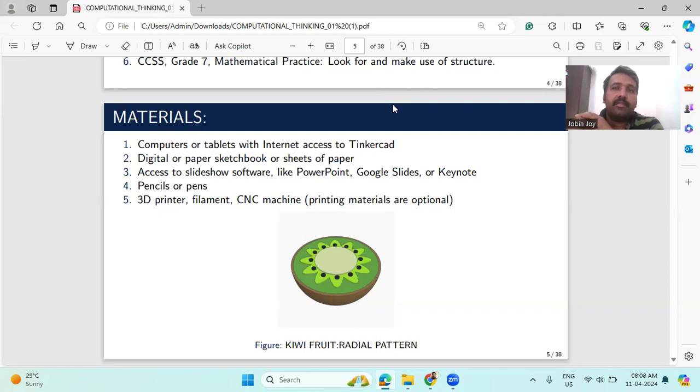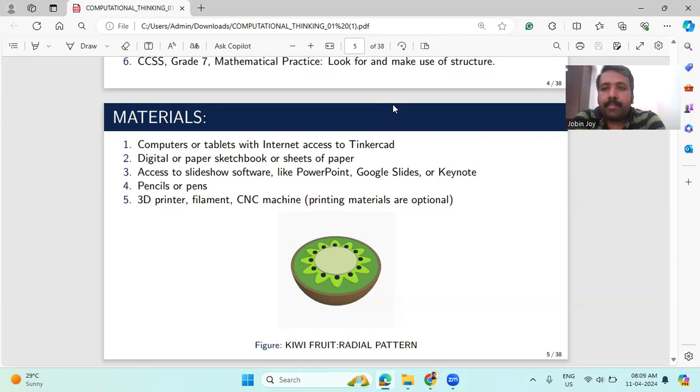So to do this activity, we need the Tinkercad application. Again, Tinkercad is a cloud-based application, so we require computers or tablets with internet access. Then, when we are doing the activity, we require conventional or digital sketch sheets to draw and write something. So we require a digital or paper sketchbook, or sheets of paper with pencil or pens.